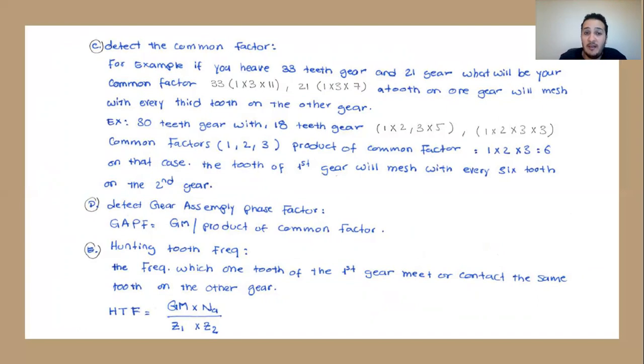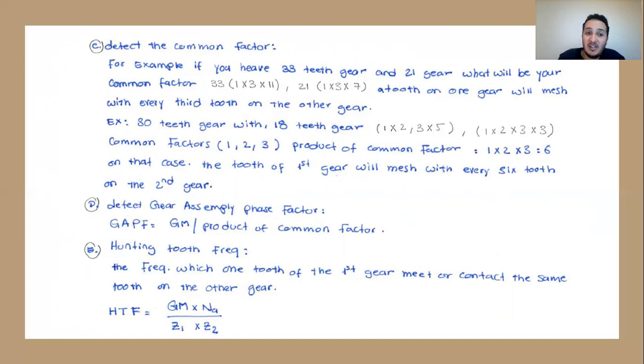For example, if you have a 33-teeth gear and a 21-teeth gear, what will be your common factor? For the 33 one it will be 1 multiplied by 3 and 11, all prime numbers, and the 21 will be 1 multiplied by 3 and 7. So a tooth on one gear will mesh with every third tooth on the other gear, because in this case your common factors are 1 and 3, and the product of the common factors will be 3.